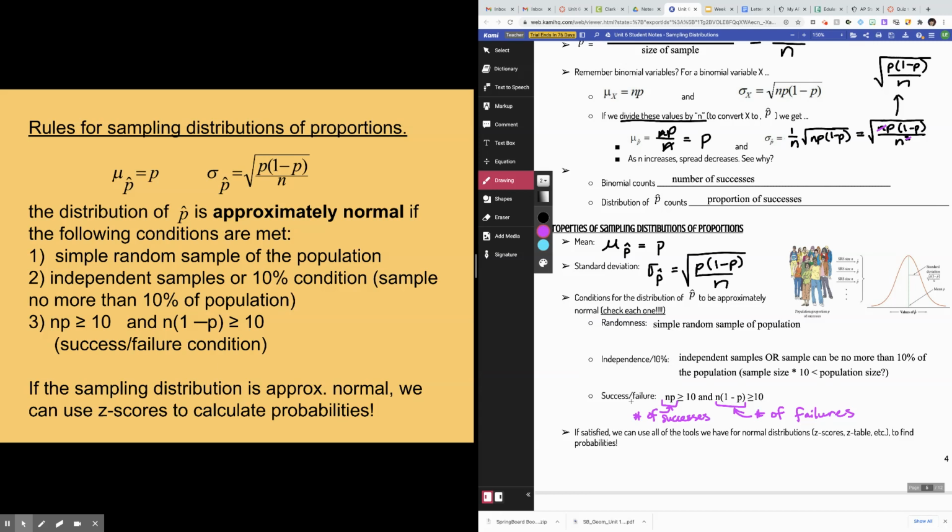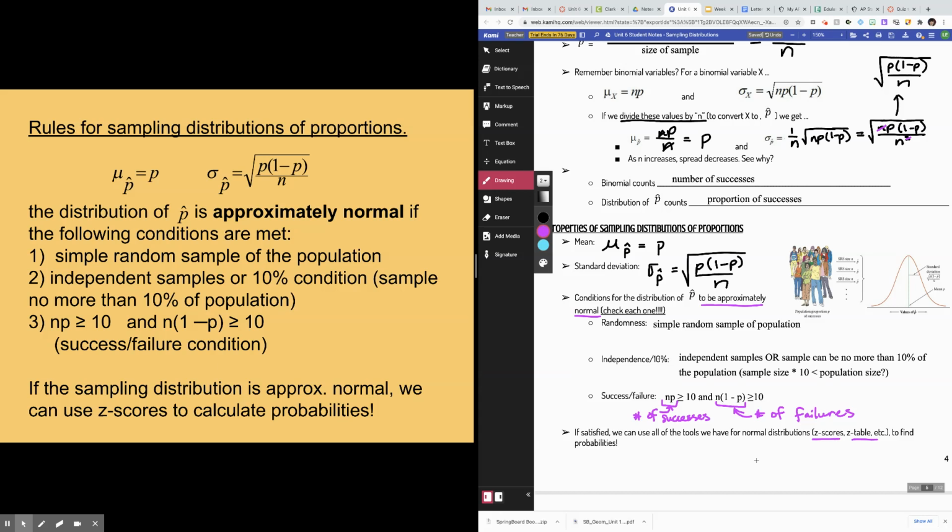Now, the key thing about these conditions and the reason that we check them is because if we satisfy all of these conditions, then we can use all of the tools that we have for normal distributions. Because remember, what we're trying to check is, can the sampling distribution be approximately normal? So if these three conditions check out, then we can calculate probabilities using our tools for normal distributions, like the z-scores, the z-table, the normal CDF on your calculator. Much easier than the binomial distribution. It's much simpler to calculate probabilities that way.